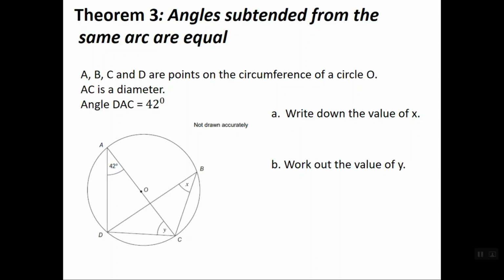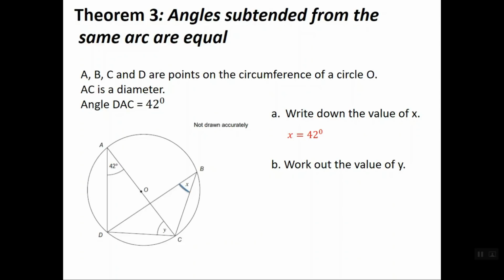Okay, so look carefully at it, guys. Remember what we said, angles subtended from the same arc are equal, which therefore means that this 42 degrees would have been exactly the same value as this missing angle that I don't know, which is x. So x is also 42 degrees. Okay, then it says work out the value of y.